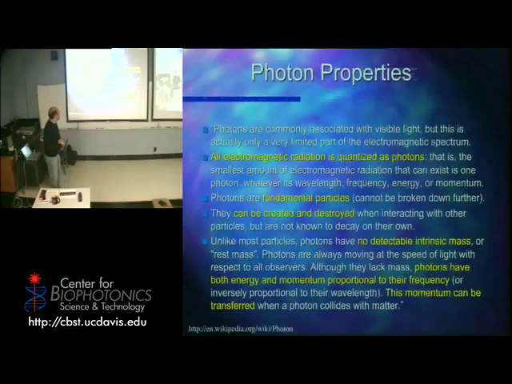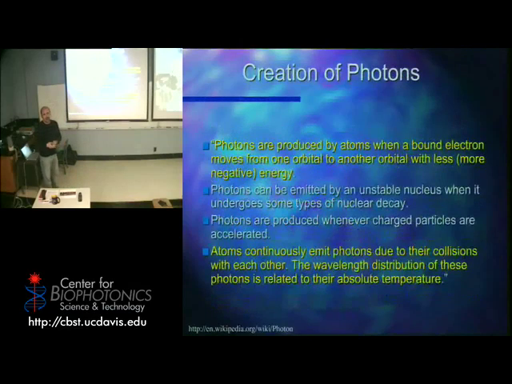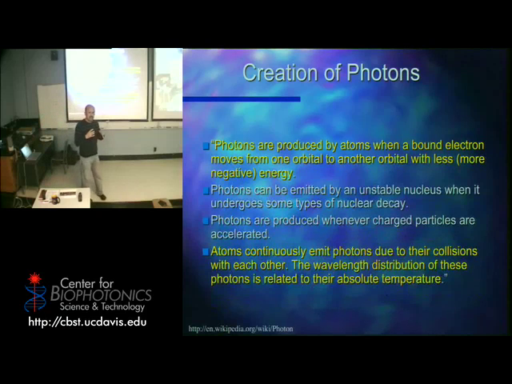So how do we create photons? The most common way that we talk about a lot in this class will be when a bound electron moves from one orbital to another orbital with less energy. So what happens, you guys all had chemistry back in high school? Do you remember that atoms have electrons effectively going around them in different orbital configurations?